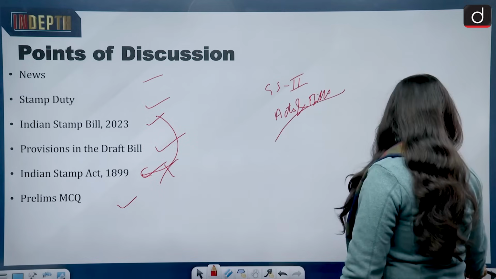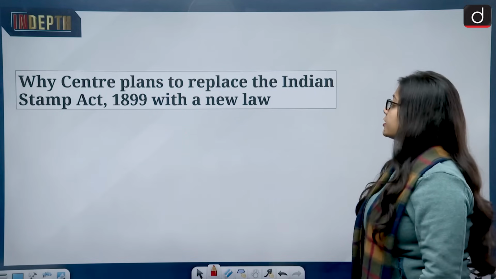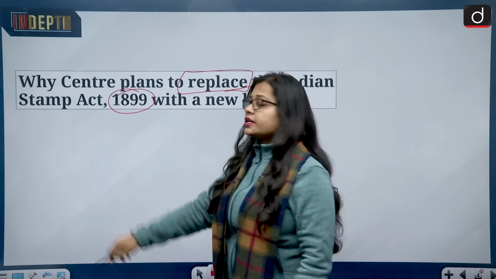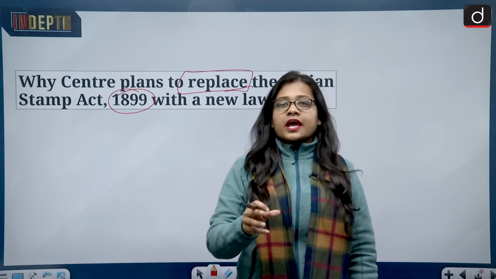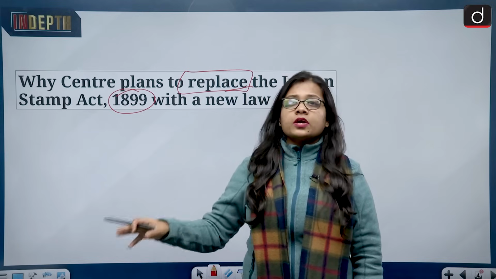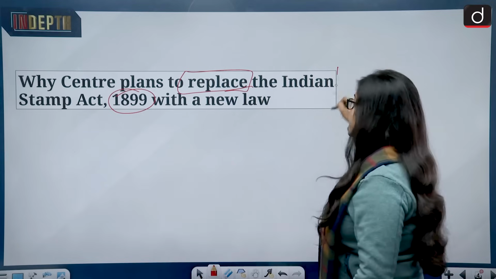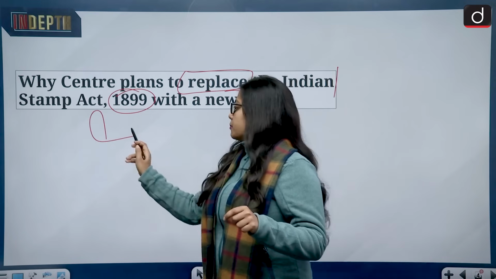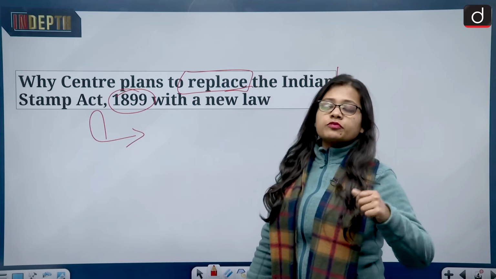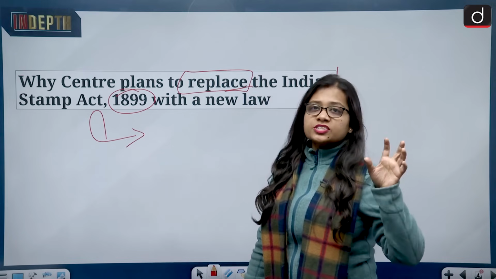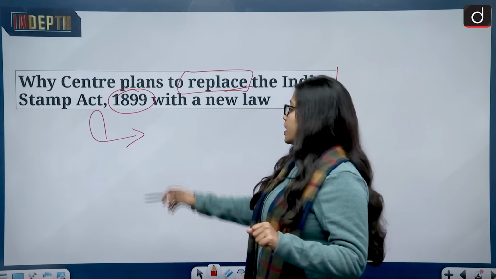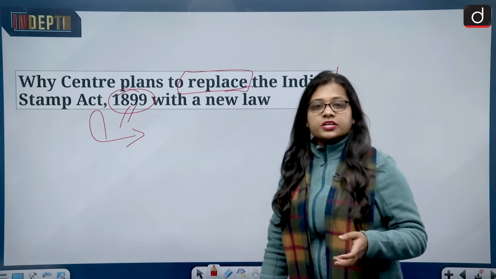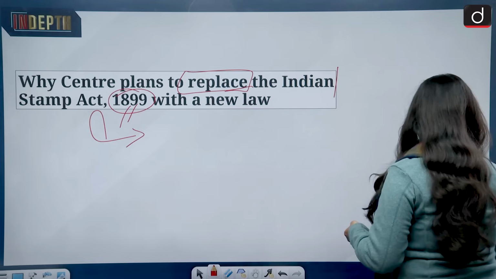So let's begin. The news talks about why the Centre plans to replace the Indian Stamp Act of 1899. So earlier, the act which used to deal with stamps was the Indian Stamp Act of 1899, and in its place, if the bill in future is passed, then will come the Indian Stamp Bill 2023. As this act has become old and redundant, it needs modification and updating, and the provisions need to be changed.